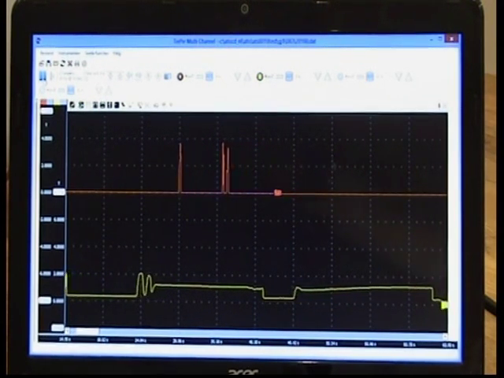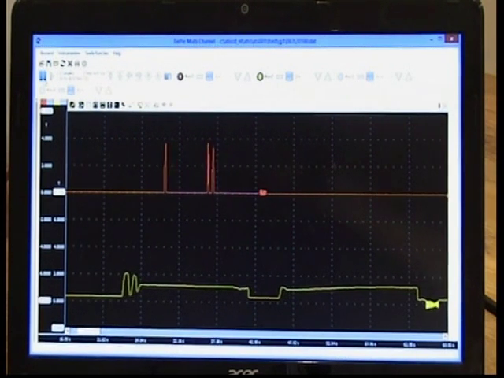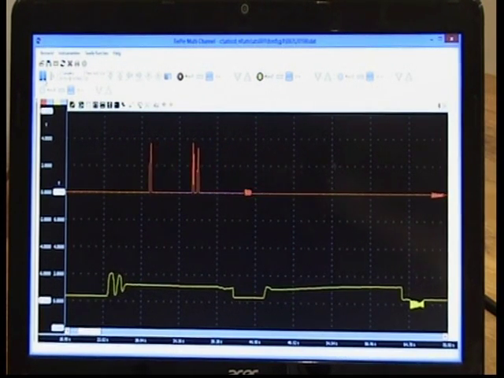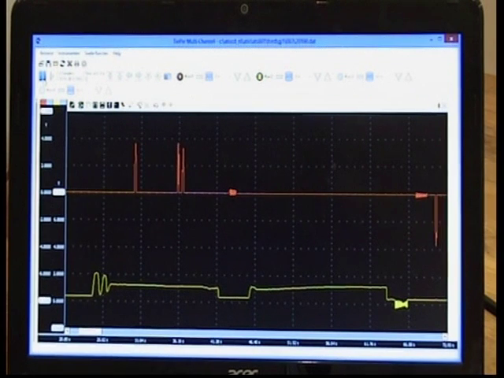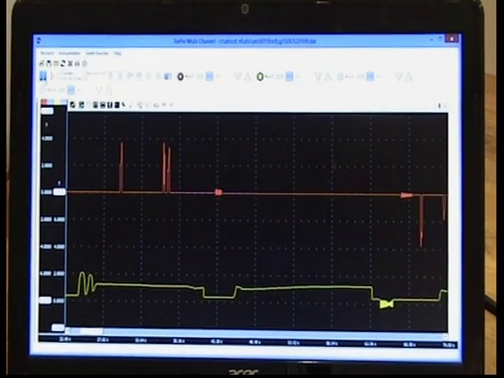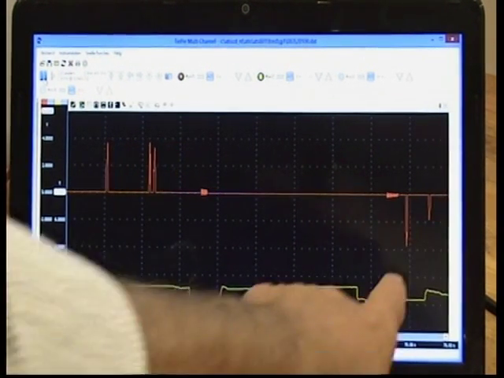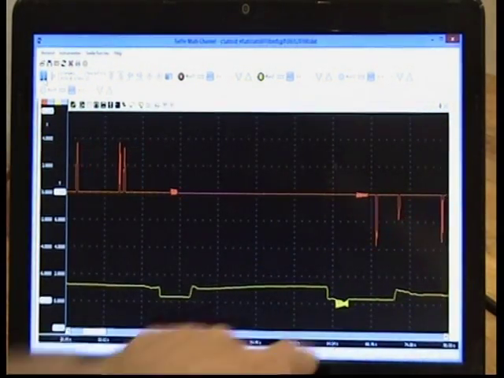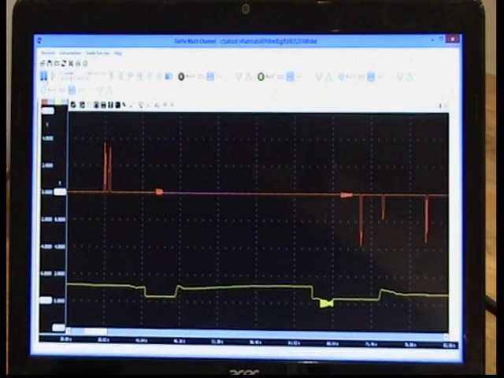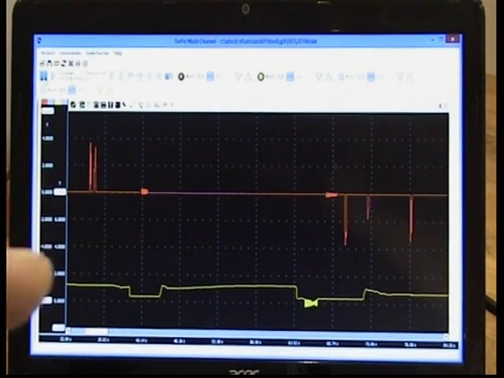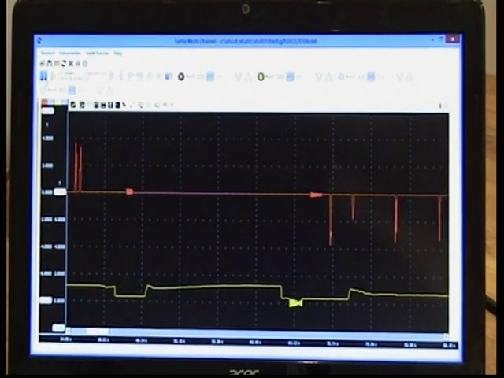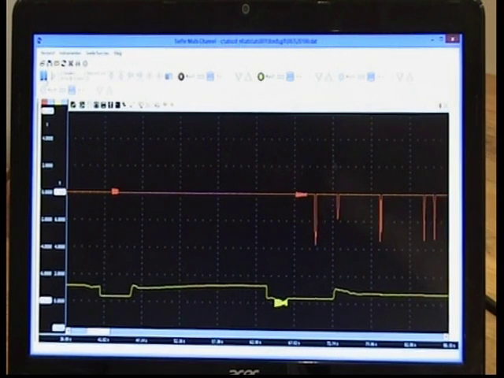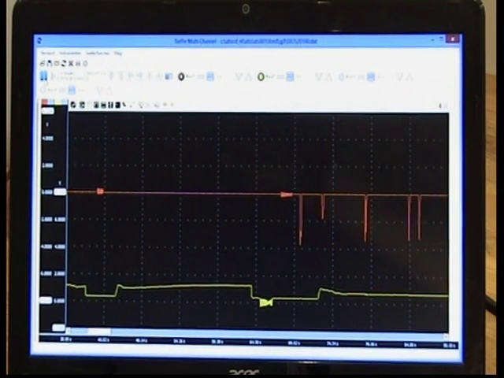I'm measuring over the wire itself, the ground wire, and you can see I have to connect it the other way around, but you can see there is a voltage over the wire itself, so we have a problem. So you can see where the problem is: in the ground wire of the accelerator.